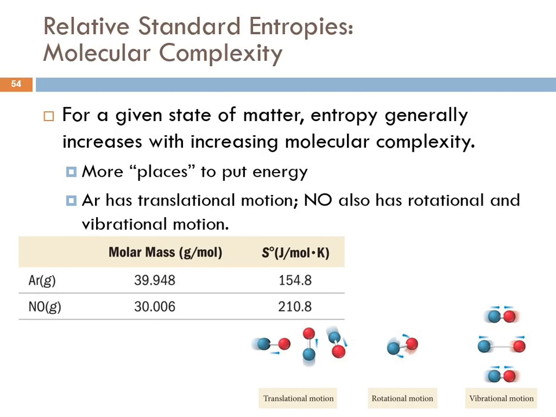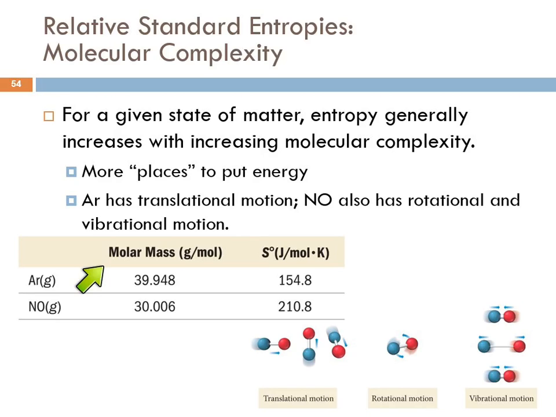Molecular complexity. So again, looking at just a single state of matter, here we're looking at gases. Entropy is generally going to increase with increasing molecular complexity. What does that mean? Well, let's look at argon and nitrogen monoxide. So argon is an atom, and nitrogen monoxide is a diatomic molecule. It's got two atoms bonded together. That is more complicated than just a single atom. That's what we mean by molecular complexity.